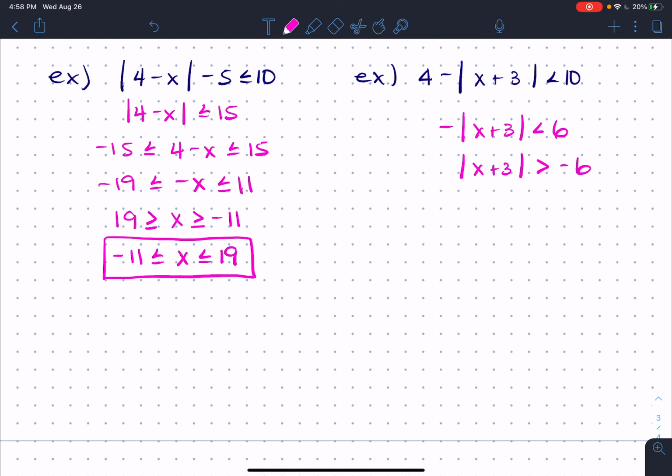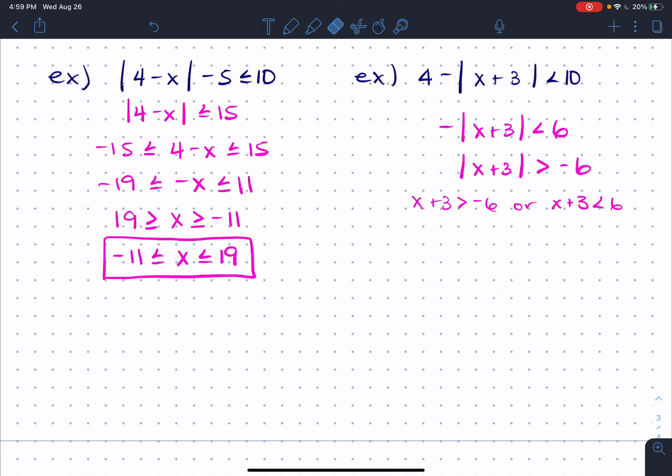Now if you were thinking it's a greater than sign, so we're going to do x plus 3 is greater than negative 6, or x plus 3 is less than positive 6. Remember when you flip the sign, you flip the inequality? If you were thinking this, I see where you were coming from, but you're wrong. Why?